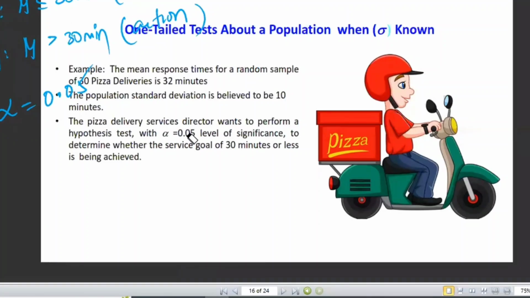Third step. What is the third step? Compute the test statistic. Now, first we have to decide what type of test has to be applied for this data. So we have two types of tests. One is called the Z test. One is called the T test.